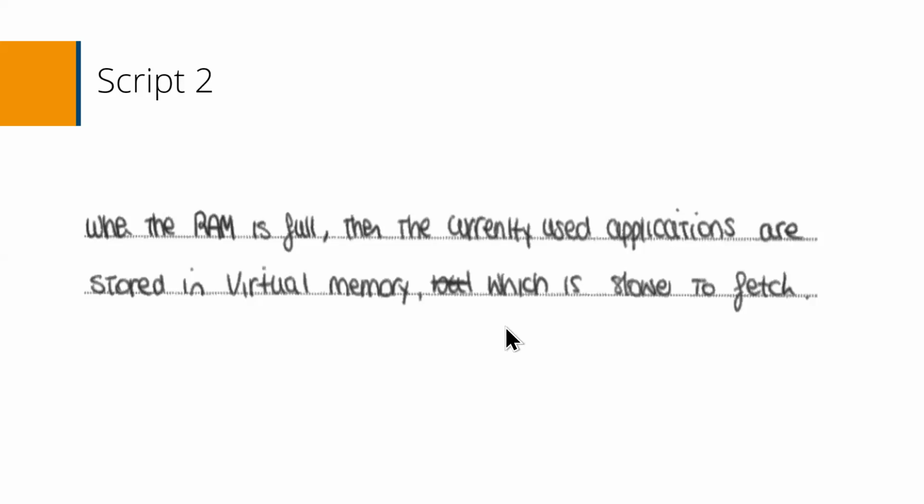But if you look at marking point 1, it says virtual memory is used when RAM becomes full. It's only the first part. It only gets 1 mark. Even though it's split here in the question, it's not going to get 2 marks. So script 2 gets 1 mark for when the RAM is full, things are stored in virtual memory.